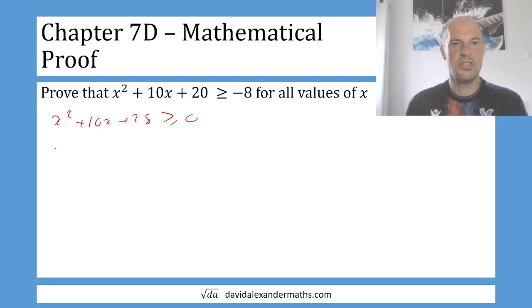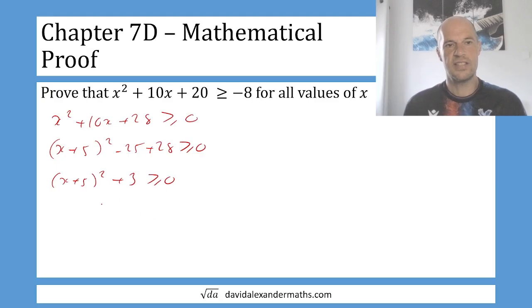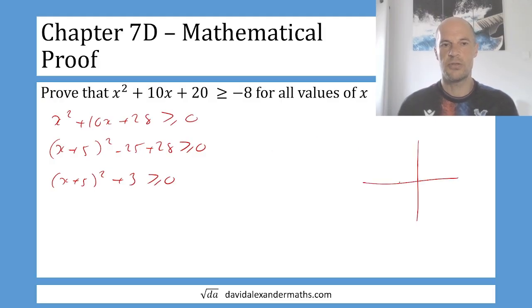And by completing the square, I can now say that (x + 5)² − 25 + 28 is greater than or equal to 0. So therefore (x + 5)² + 3 is always greater than 0. Now at this stage we can think about what the turning point is, of course, which would be (−5, +3), and I suppose if we were to draw a little sketch, the y-value 3 is always greater than 0.